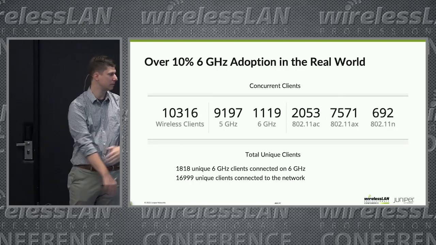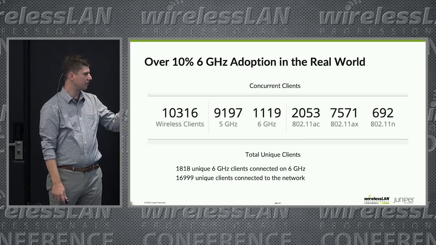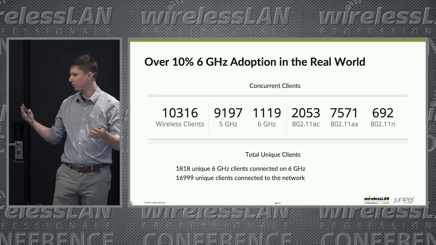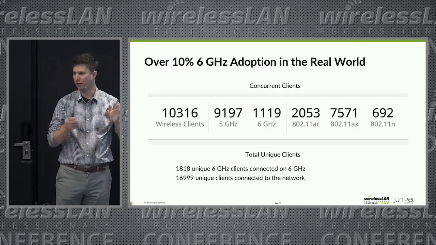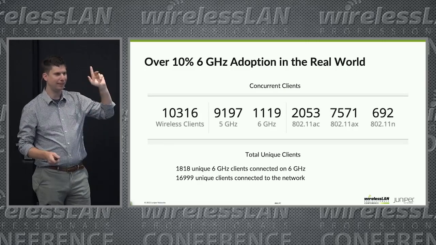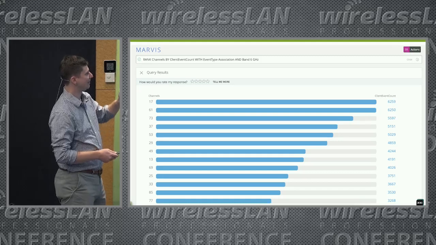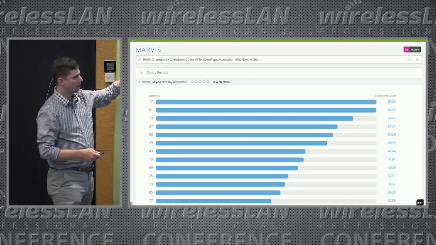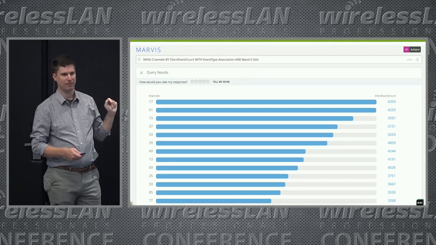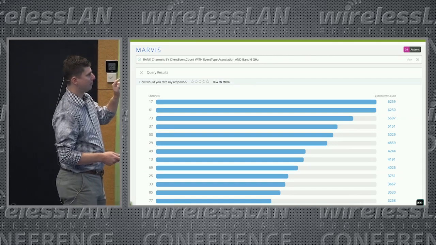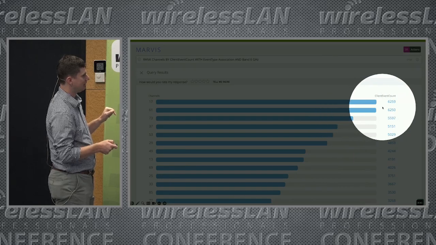And this was, granted, in June. But out of 10,000, 11,000-ish clients connected concurrently, over 10% connected on 6 gig. And so this was really cool, really encouraging to see. Out of this, we got a lot of 6 gig data. So the first is the number of associations ranked by channel in the 6 gig band. The left is the channel, and the right is the number of associations.